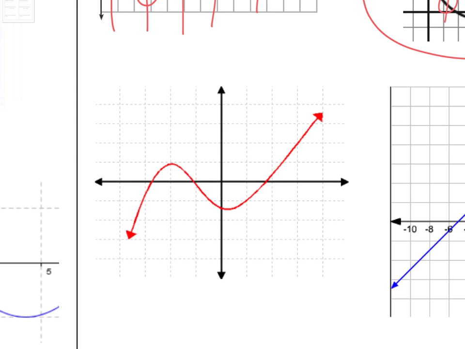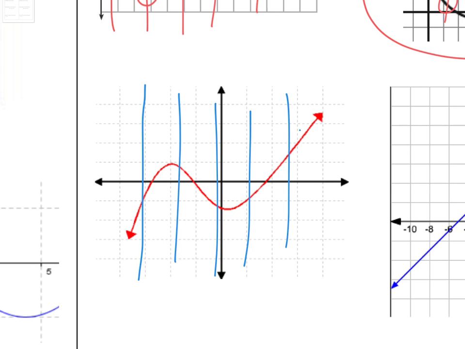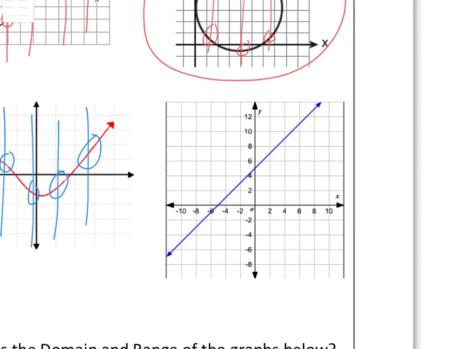The next graph, I do want you guys to check all of them because there might be more than one answer. If you draw a bunch of vertical lines on this graph, you see how it only touches in one point at a time. So that is a function, so that is not your answer.